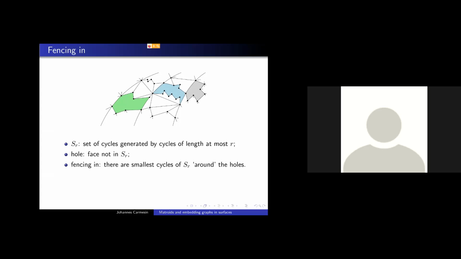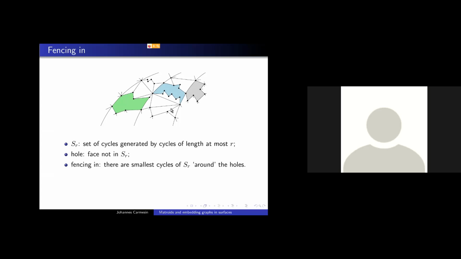And this notion of fencing in, roughly speaking, means that when you have a cycle, you can look at how many holes are on the inside of that cycle. And you say that a cycle is smallest if the number of holes inside is minimal. And fencing in says that there exist some smallest cycles around holes. So if you take the cycle around a hole, every other smallest cycle either has precisely the same holes on the inside, or the sets of holes on the inside are disjoint.